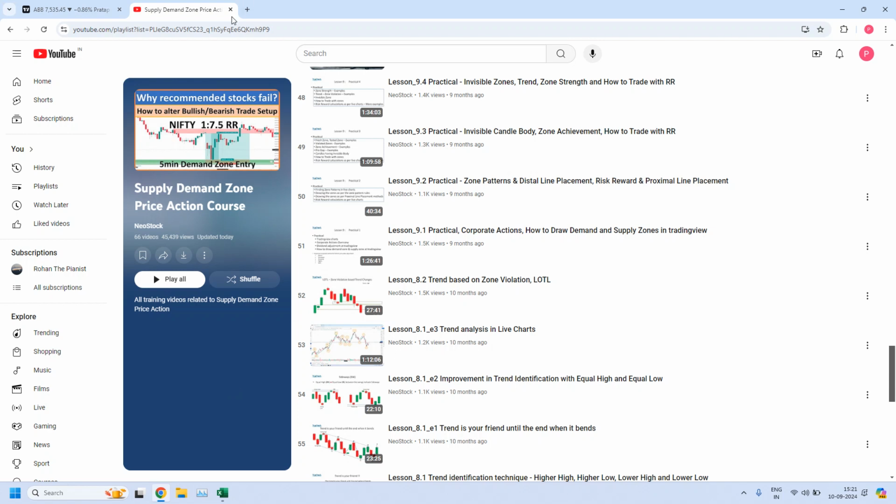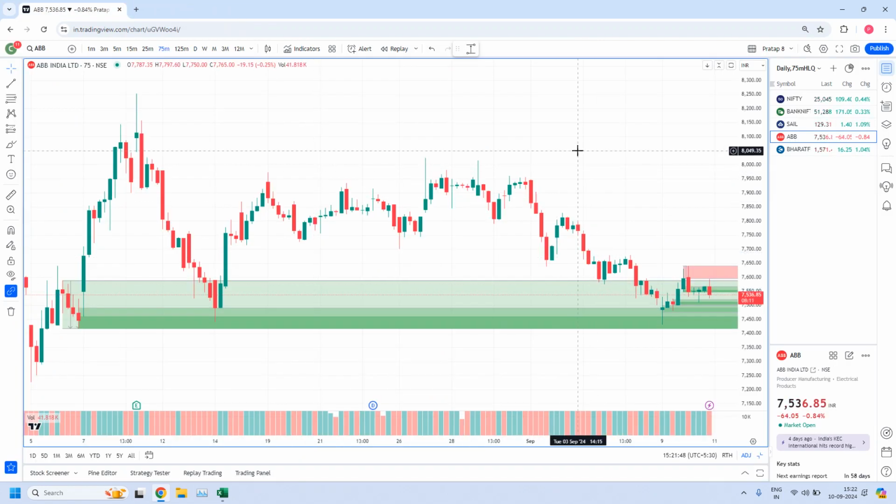Now let's get into the analysis of the high liquidity zones. Yesterday at the end of the day report, we identified 3 high liquidity zones useful from our today's trading point of view. Out of these 3, we got trades from 2 stocks. The first one is ABB. This is the 75 minutes high liquidity demand zone.